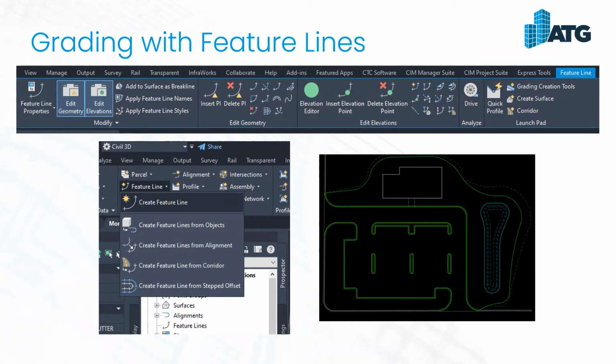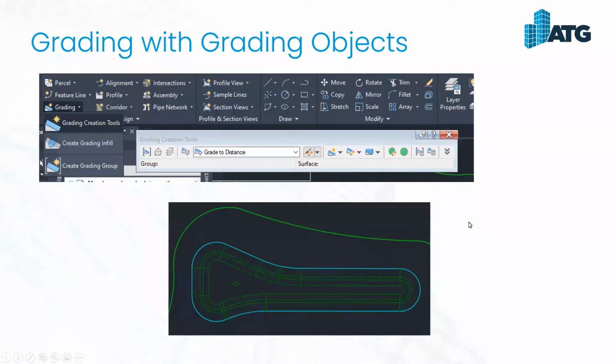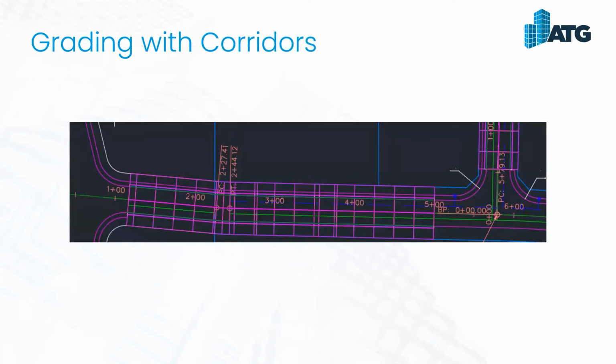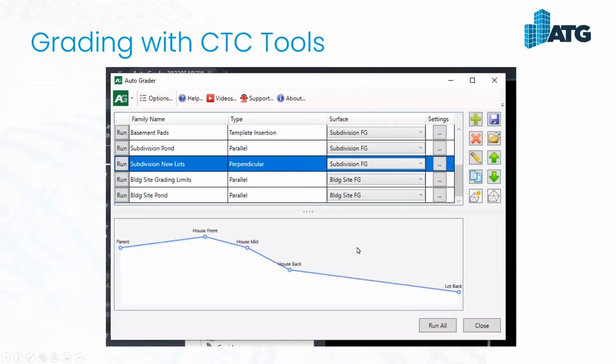We'll be going through grading with feature lines. We'll be covering some of the grading with grading objects built into Civil 3D. We'll be going through some grading options with corridors. A lot of you may be familiar with and have done a lot of these. What we're trying to showcase here again is a comparison of similar ones, but also maybe a different way, especially in corridors, of doing something you haven't started doing yet.